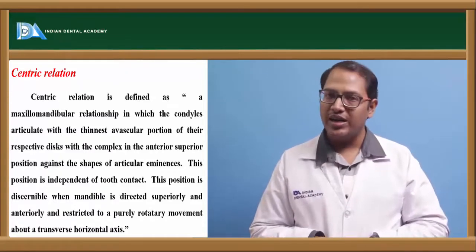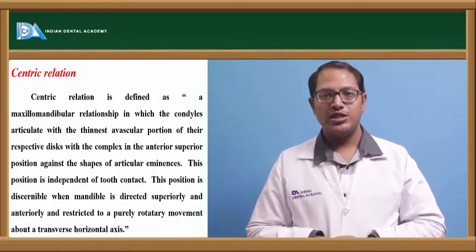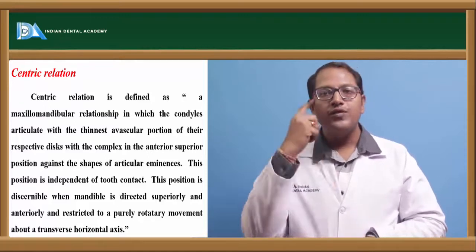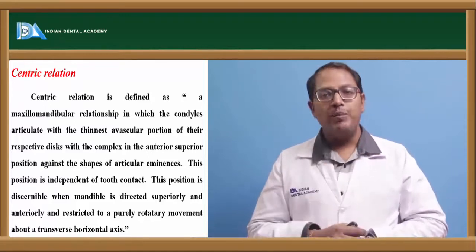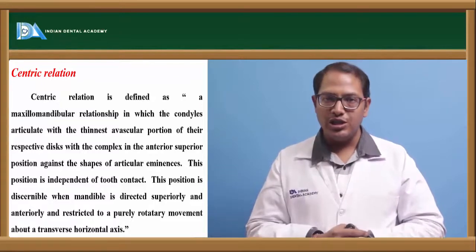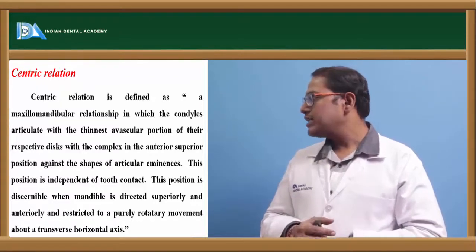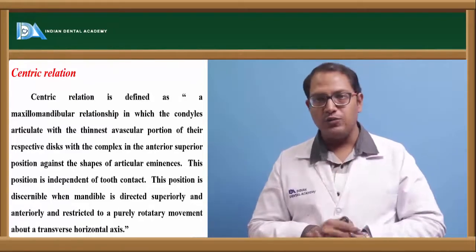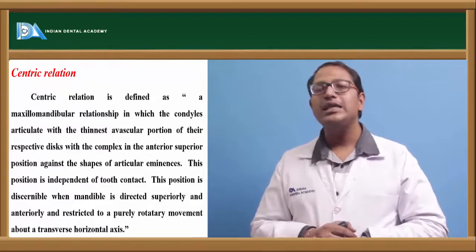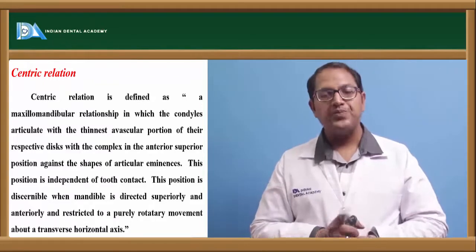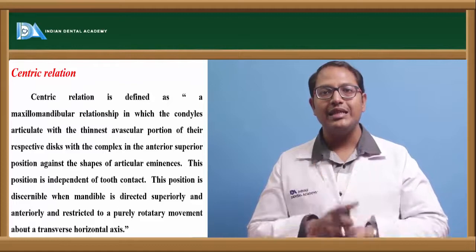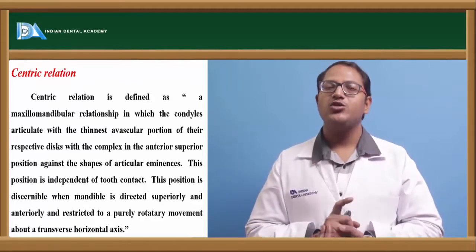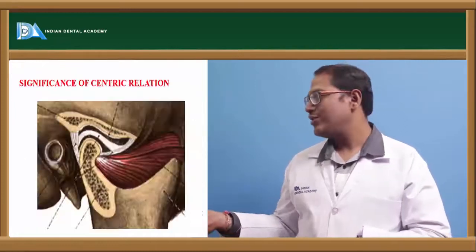Centric relation is defined as a maxillomandibular relationship in which the condyles articulate with the thinnest avascular portion of their respective disc complex in the anterior superior position against the shape of the slopes of the articular eminences. This position is independent of tooth contact and is clinically discernible when the mandible is directed superiorly and anteriorly in a purely rotatory movement along the transverse horizontal hinge axis. This was the definition of centric relation.